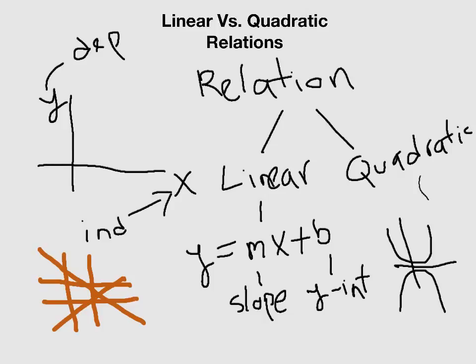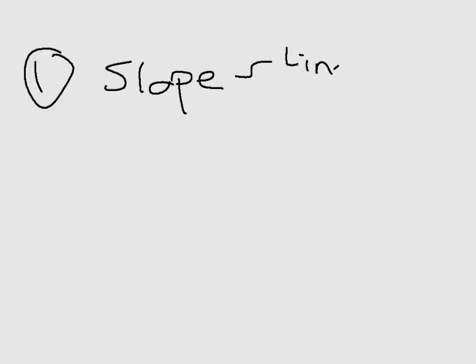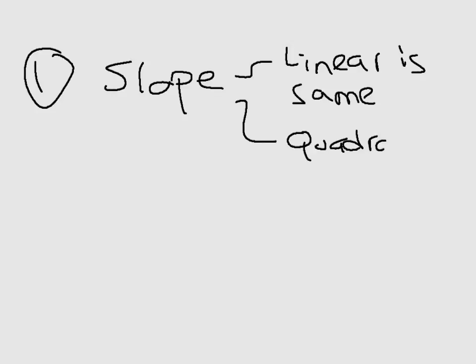And what's really different, again, between the linear and the quadratic, the first thing that you need to know is the slope. With linear, the slope is the same, whereas with the parabola, or with the quadratic, the slope is changing. It's changing. That's the first point that you need to remember.